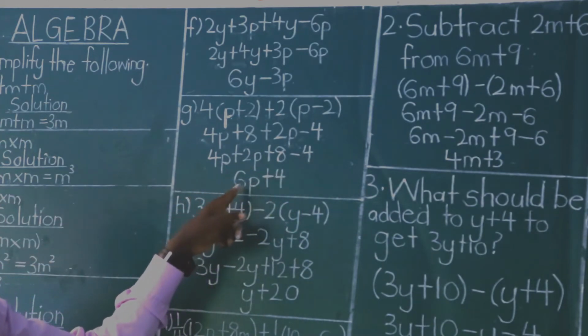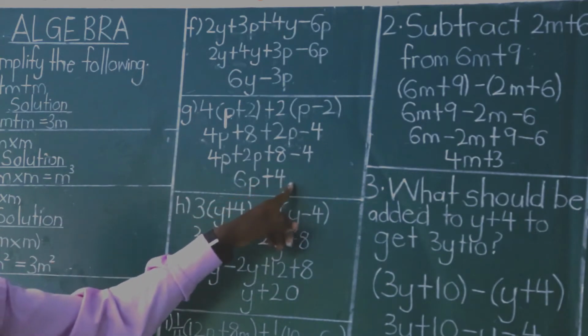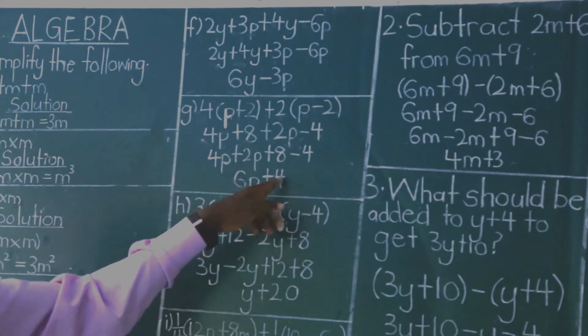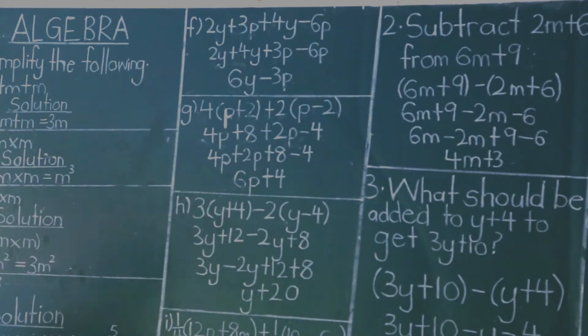Don't add 4 to 6 please, because these are not p's. Had they been p's, you would say 10p, but now the 4 is not a p. So the answer is 6p plus 4, and that's all. You get the maximum marks in doing the simplifying as asked by the examiner.